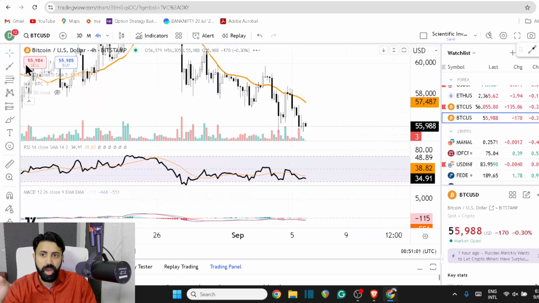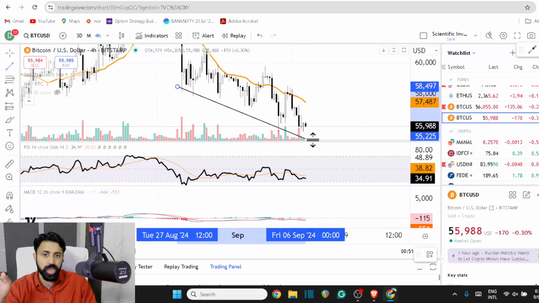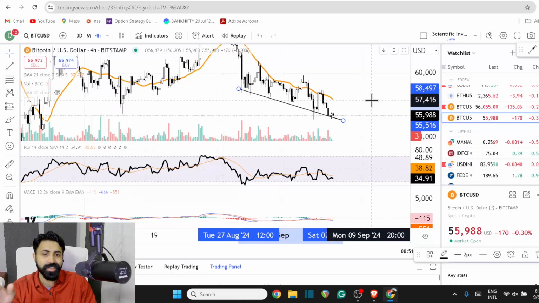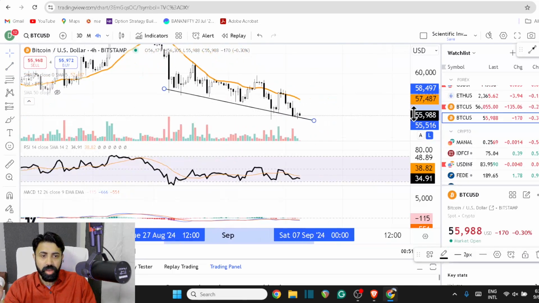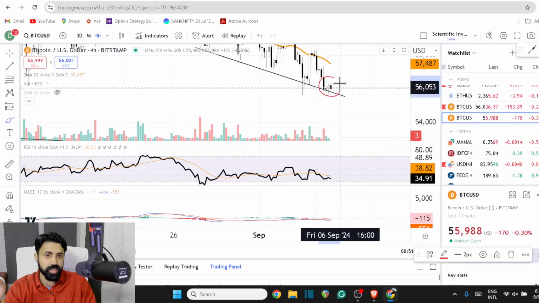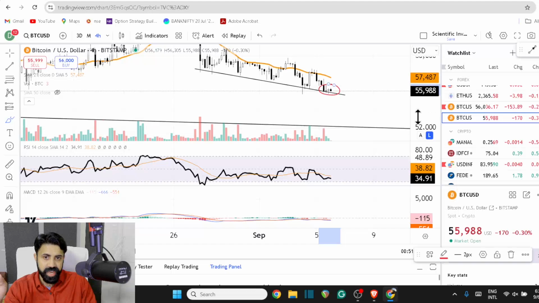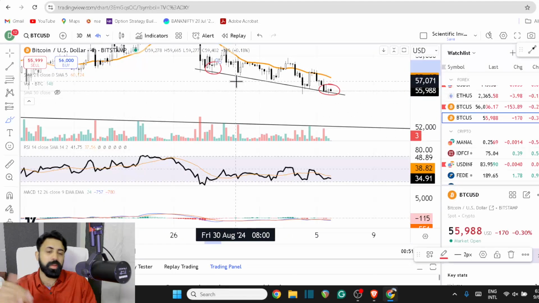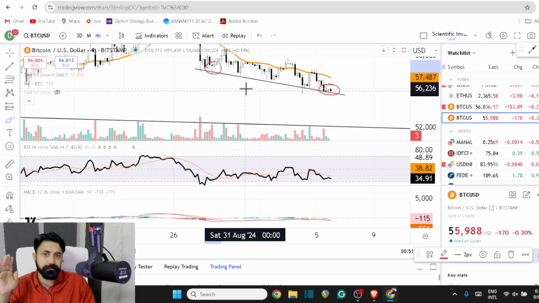So this is Bitcoin on a 4-hour chart showing you that the trend line support is where the price is at now. And on that trend line, it is starting to make a couple of reversal signals. We have seen these before. The price had reversed, not immediately, a couple of candles after that.